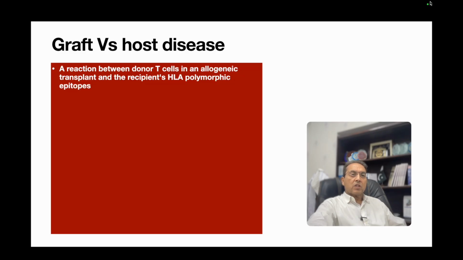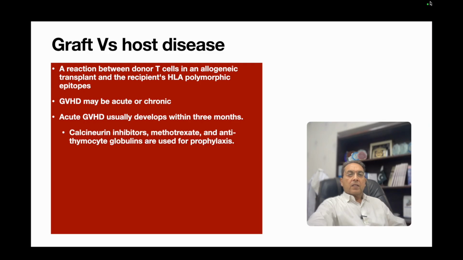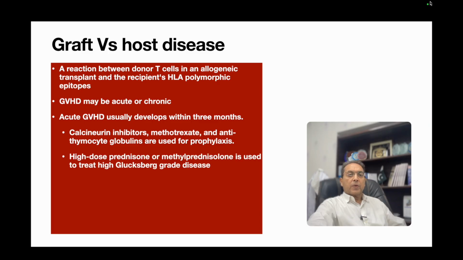And graft versus host disease is a reaction between donor T lymphocytes in an allogeneic transplant and the recipient's HLA polymorphic epitopes. Graft versus host disease may be acute or chronic. Acute graft versus host disease usually develops within 3 months. Calcineurin inhibitors, methotrexate, and antithymocyte globulins are used for prophylaxis. High-dose prednisone or methylprednisolone is used to treat high Glucksberg grade disease.